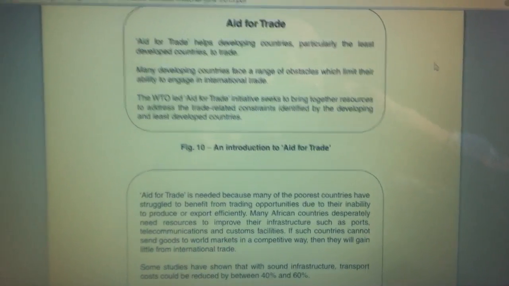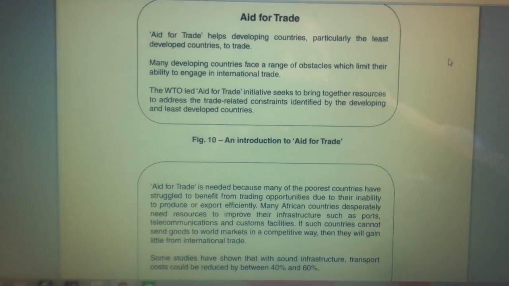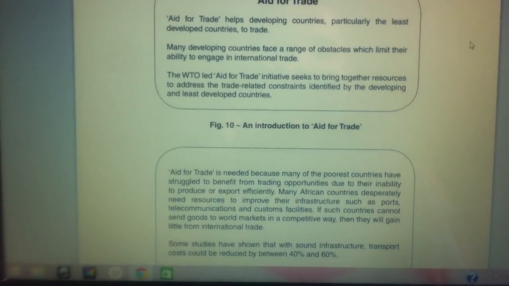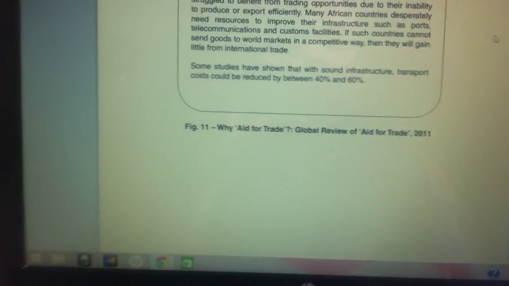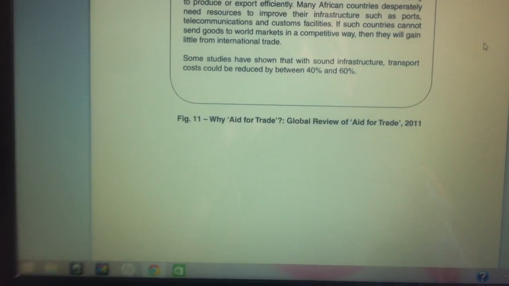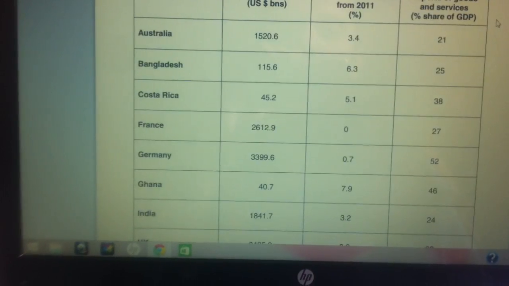But if you do a little bit of research on that, you'll be able to pull that up, no problem at all. So that's the aid for trade, both of those really. And then let's move on.